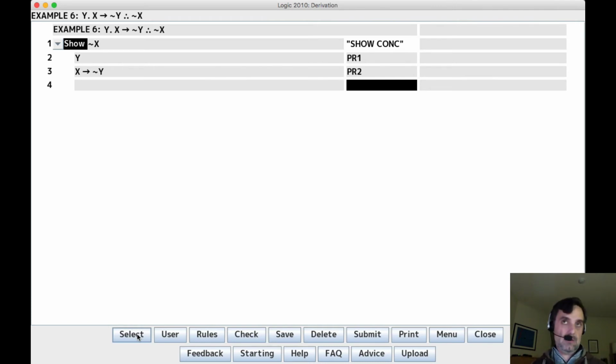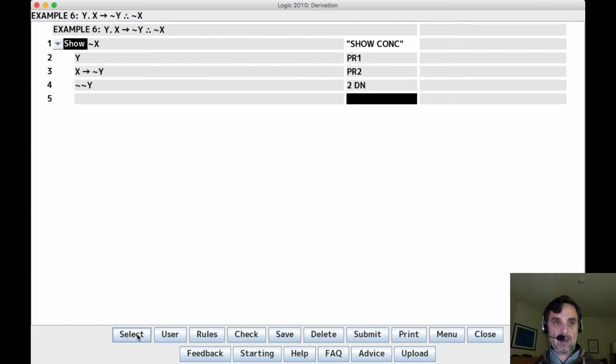And we've seen that to produce the antecedent of a conditional. Now we're going to do double negation to get the negation of the consequent of a conditional, right? So the consequent of line 3 is not Y. The negation of the consequent of line 3 is not Y, and we can get not Y from line 2, and so now we can do modus tollens with 3 and 4.